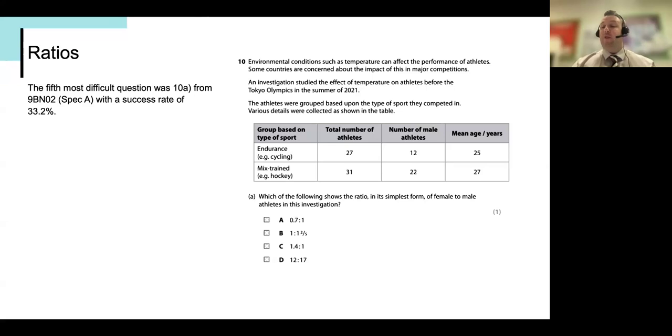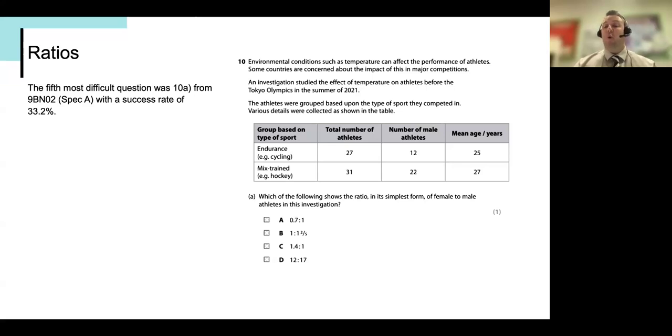What they were actually asked for in the question is which of the following shows the ratio in its simplest form of female to male athletes in this investigation. First of all, there are no female athletes attributed in the table. You can't actually see the figures for those. It gives us the total number of athletes, and the number of male athletes. So what they had to do first was work out how many female athletes there were, deducting the male from the total. In the first scenario, for endurance, 27 take away 12 left us with 15. Then the mixed training, 31 take away 22, left us with 9.